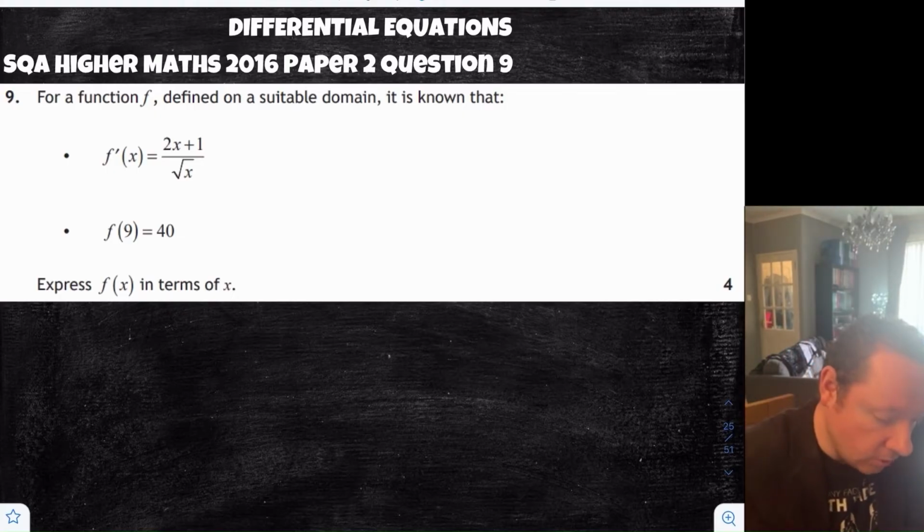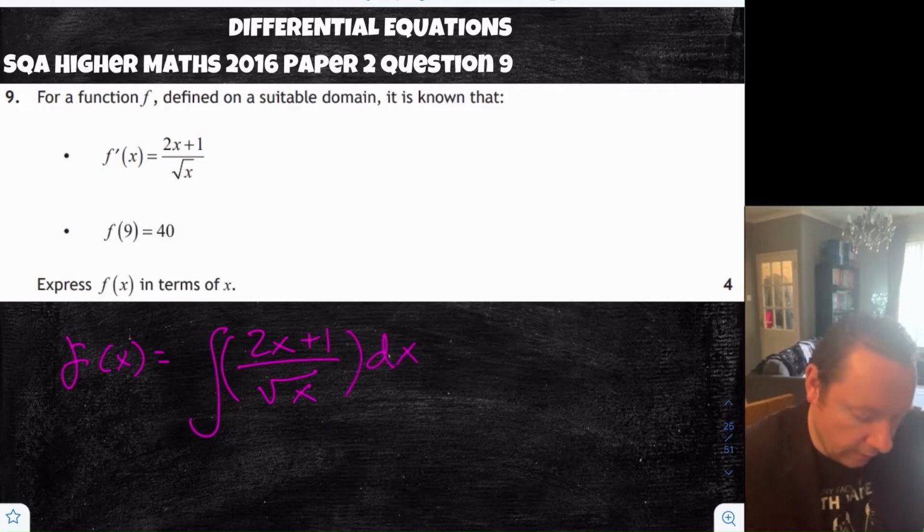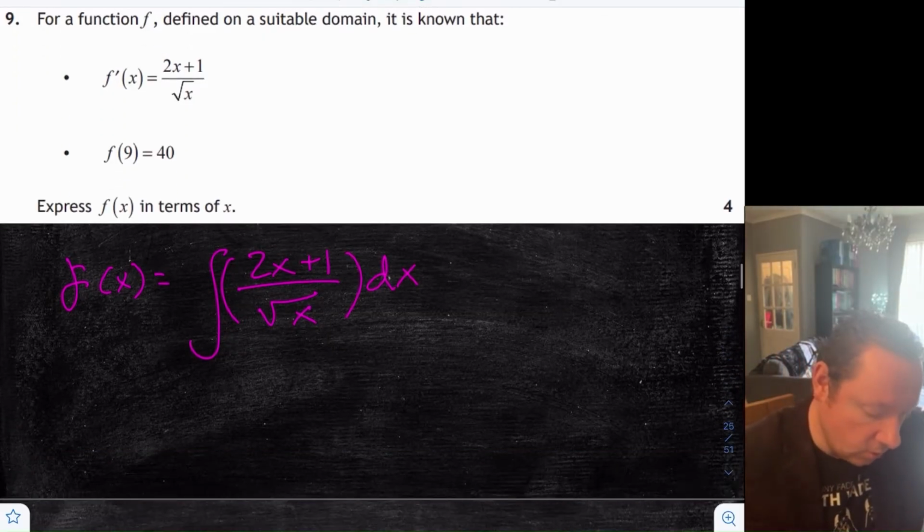So again, it tells us that f dash x equals that. So if I integrate, I'm going to get f of x. So I just integrate the right. So I can just straight away say that f of x is the integral of 2x plus 1 over root x dx. Now I need to get that ready to integrate.